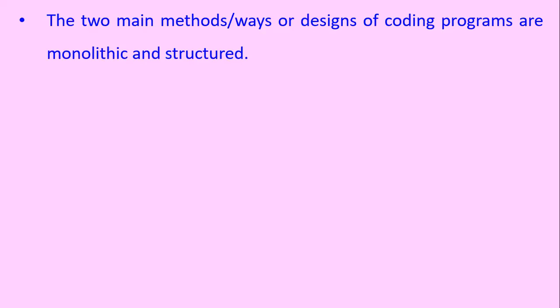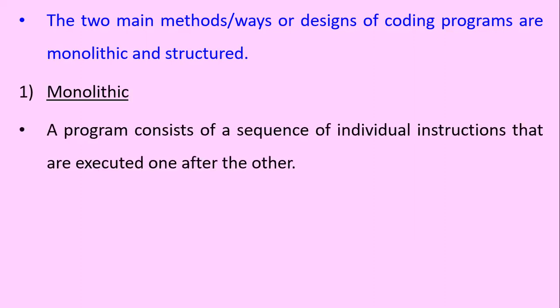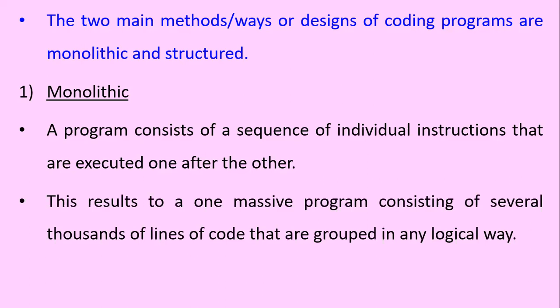So the two main methods, or ways, or designs of coding programs are monolithic and structured. What is monolithic? Monolithic is a design where a program consists of a sequence of individual instructions that are executed one after the other. This results in one massive program consisting of several thousands of lines of code that are grouped in any logical way.